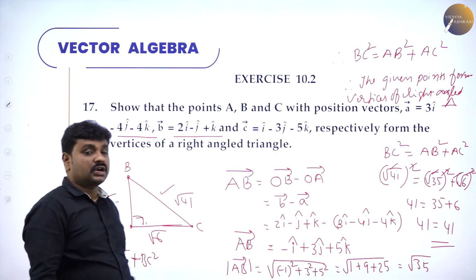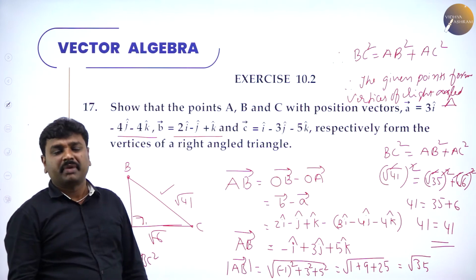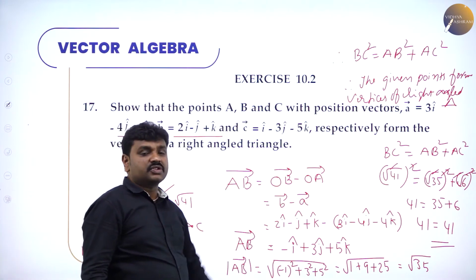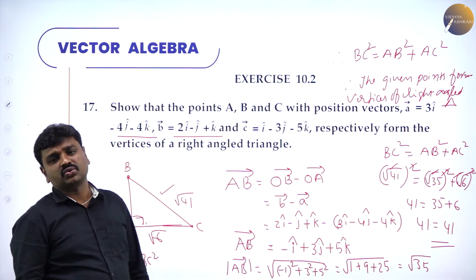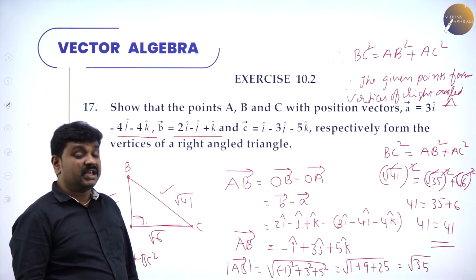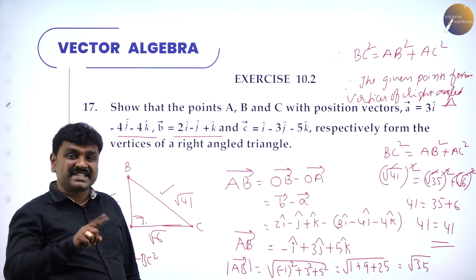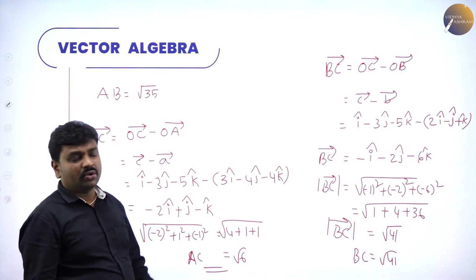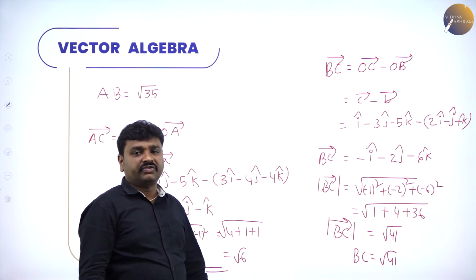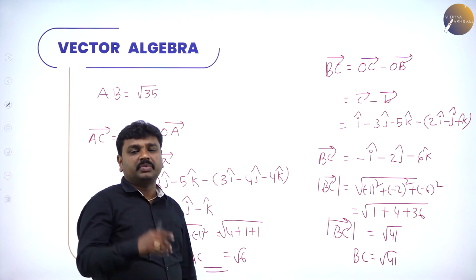So here we use the concept of position vector, and we use the concept of magnitude. Any vector can be written in terms of position vectors. AB can be written as OB minus OA, AC can be written as OC minus OA, and BC can be written as OC minus OB. That's what we have done, and later we find the magnitude. You know how to find the magnitude of a vector, and check whether it obeys Pythagoras theorem.